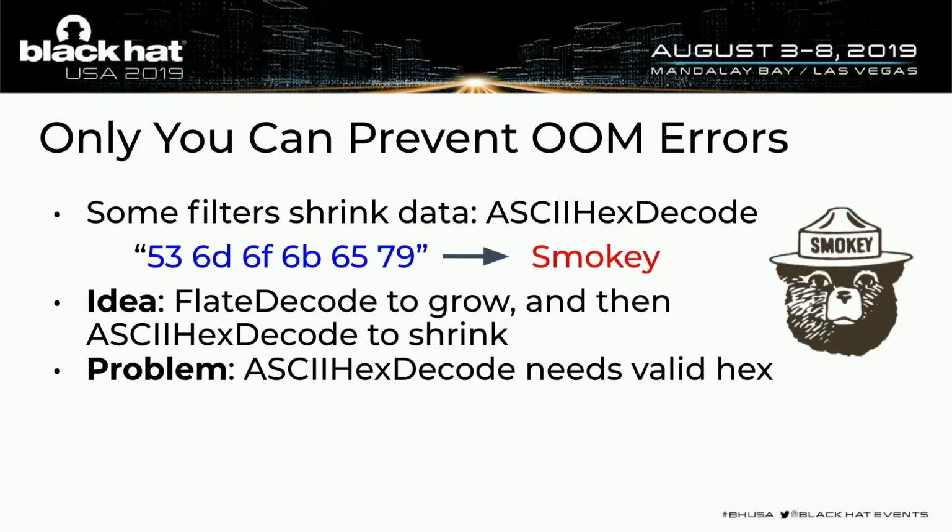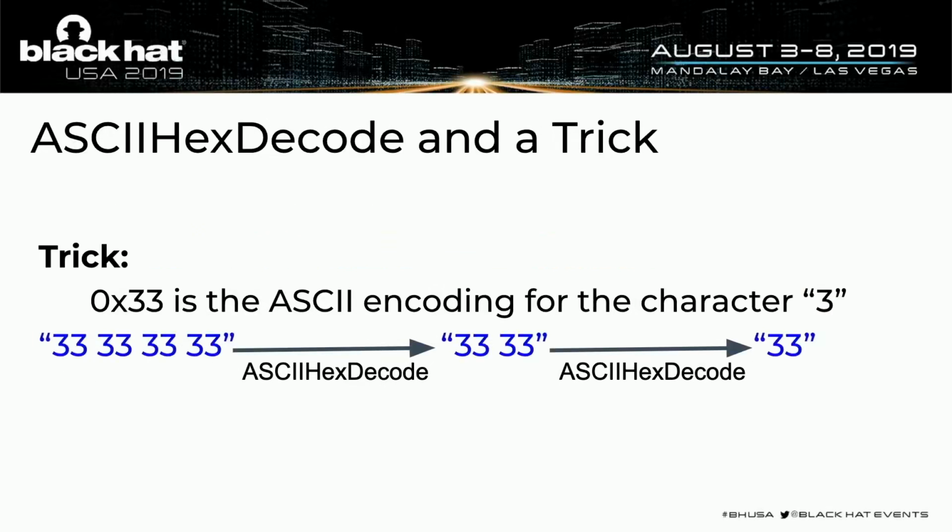This might seem like kind of a challenging problem. How do you think through these cycles? But it actually is pretty easy once you learn this one weird trick. It turns out that in the ASCII encoding, through total coincidence, the character 3 has hex encoding 3-3, which means if you start with a string of all 3s and run ASCII hex decode on it, you're going to get back a string of all 3s, again, of half the length. So if you start with a string whose length is a power of 2, then you can eventually reduce the size to a single byte.